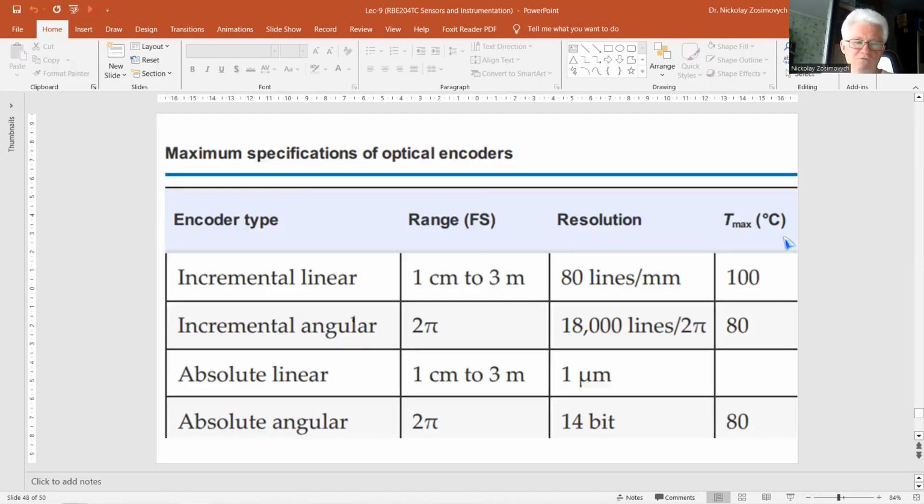The main errors of optical encoders are the quantization error. It's only about half n, where n is the number of binary tracks in an absolute encoder, or the number of lines in the incremental encoder without interpolation. And in this case, the main tolerances are the misalignment and the eccentricity of the code patterns. And this table shows ultimate specifications of several encoder types.